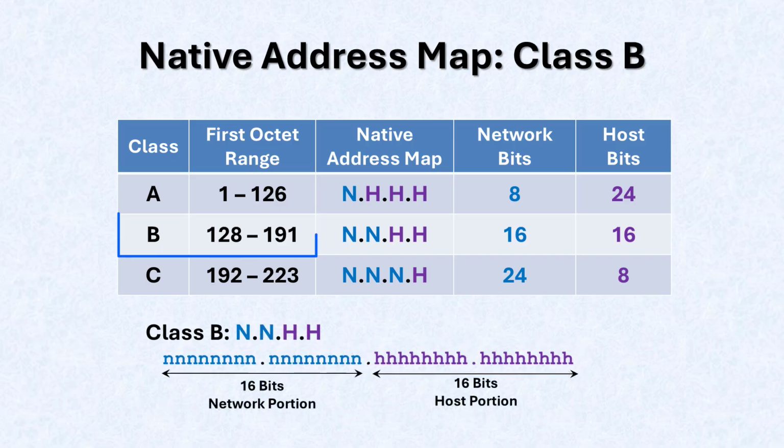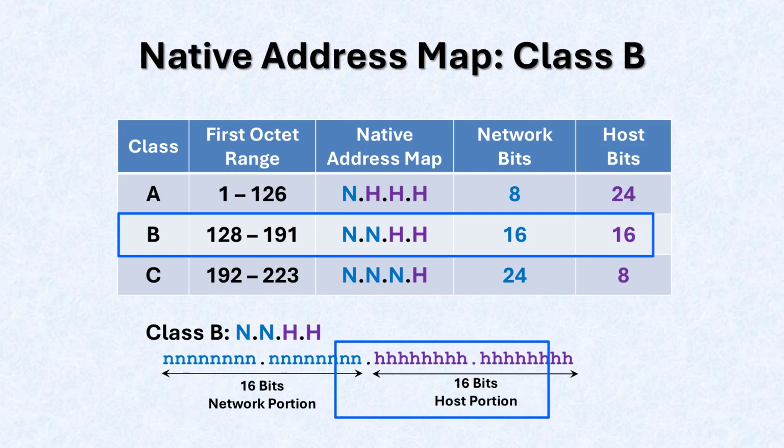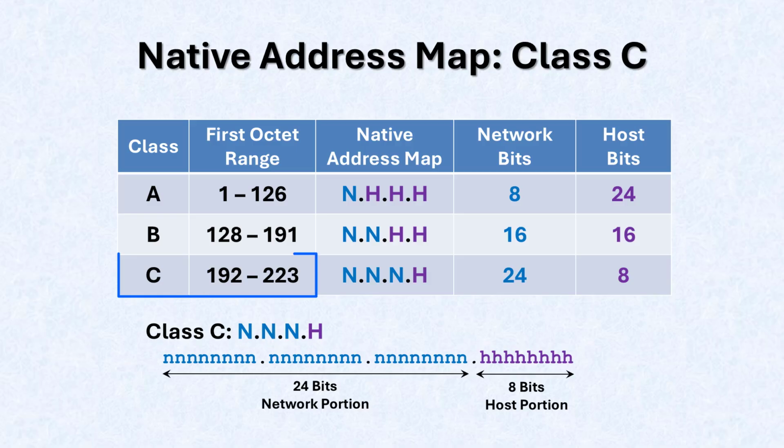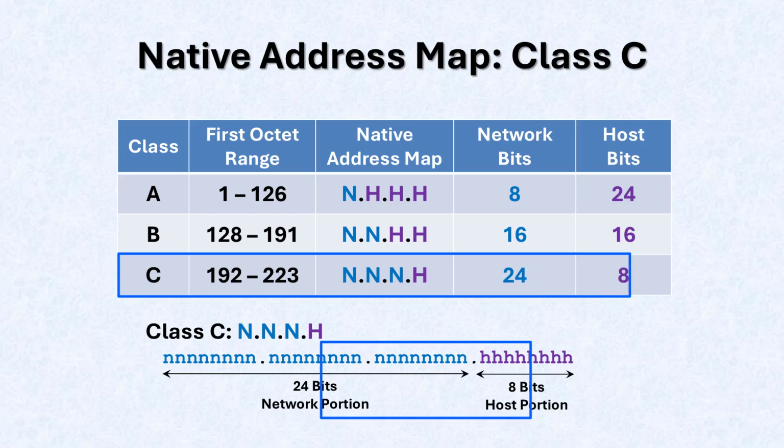For Class B addresses, the first octet is between 128 and 191. The address map is N.N.H.H. It represents 16 network bits, followed by 16 host bits. For Class C addresses, the first octet is between 192 and 223. The address map is N.N.N.H. It represents 24 network bits, followed by 8 host bits.